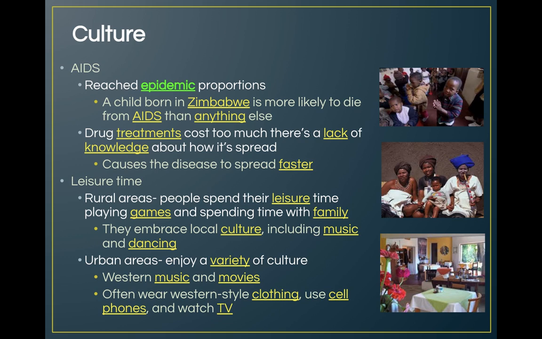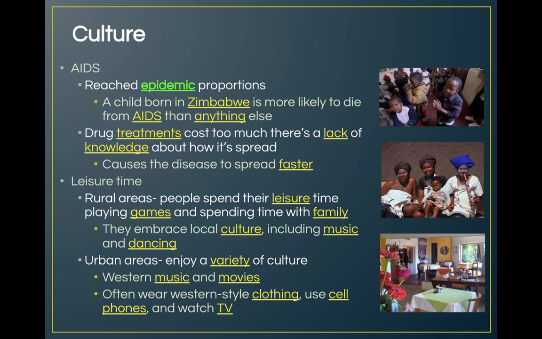AIDS, so I told you we were talking a little bit more about this epidemic. It has reached epidemic proportions in Southern Africa. Like I said, 70% of the people who have AIDS live in this region. And so a child born in Zimbabwe is more likely to die from AIDS than anything else. Drug treatments cost too much, and there's a lack of knowledge about how it's spread. So there's a lack of education, and even contraceptives that prevent AIDS are not widely available. So the disease just continues to spread, and it spreads very easily even to children when they're being born.